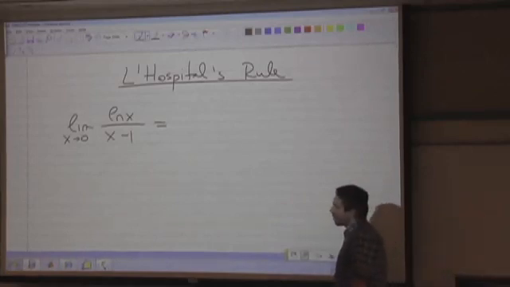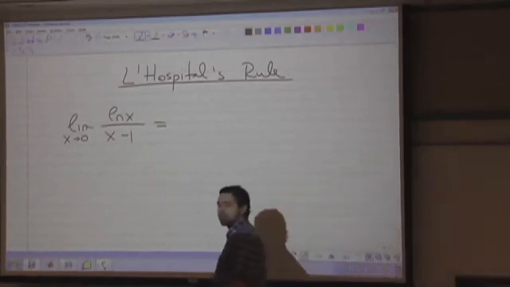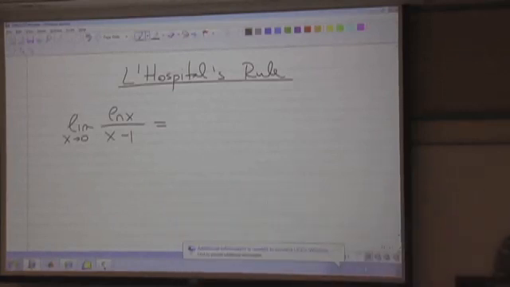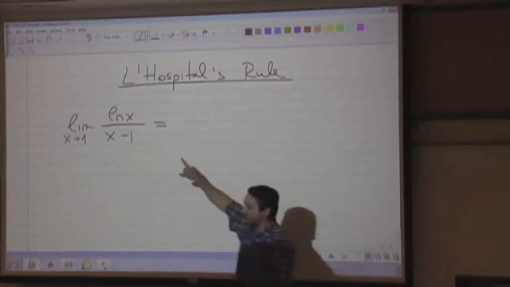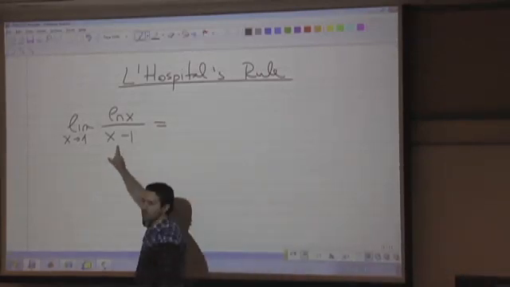Well, what happens if I put in 0 for x? Sorry, I don't want to go to 0 because 0 doesn't make any sense. I need to go to 1. So what happens when I put in 1 for x? ln of 1 is 0. Denominator is 0. I get 0 over 0.